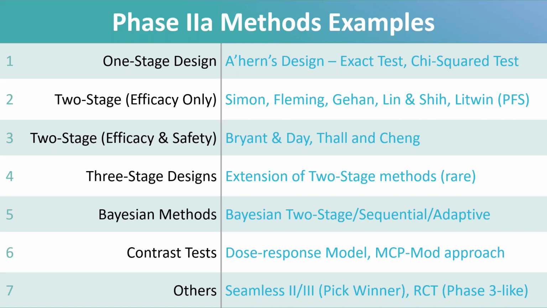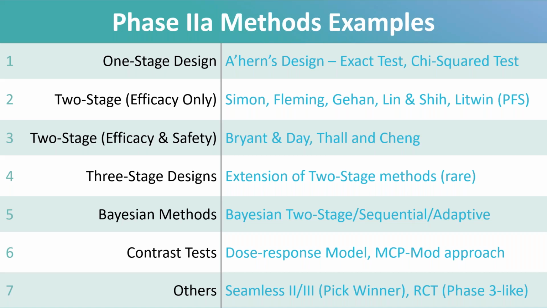Some others that I'll mention quickly: a seamless Phase 2, Phase 3 design is one in which you evaluate multiple doses in a Phase 2b type context. Say 4 doses, for example, and then you want to pick the 2 winners and drop the other 2. You can then use the data from the Phase 2 cohort to kickstart the Phase 3 trial and have a head start on recruitment there.